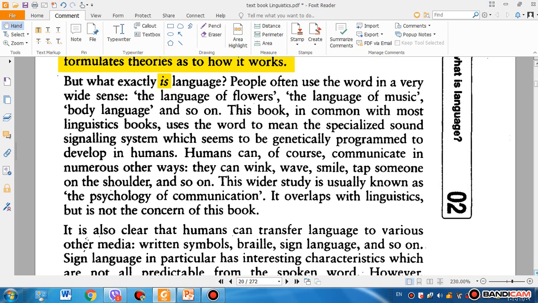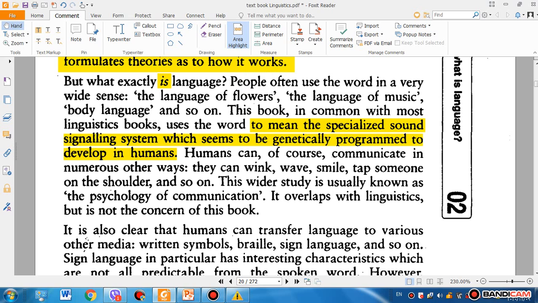This book, in common with most linguistics books, uses the word to mean the specialized sound. This is the definition of linguistics, of language, from this perspective. So the word language means the specialized sound signaling system, the specialized sound signaling system to develop in humans. And this is a definition by this book.